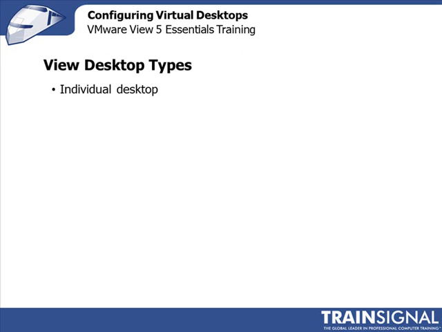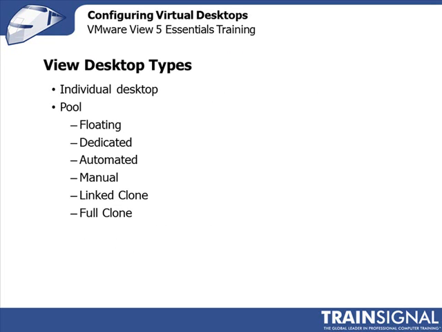All right, View desktop types. So number one, we have the individual desktop. The individual desktop itself is basically what it says, right? It's a virtual machine that's out there that we can connect to, and we can put a bunch of these together. But it's a one-to-one correlation between an individual and a desktop, and it's by itself. There's no linkage back to anything else.